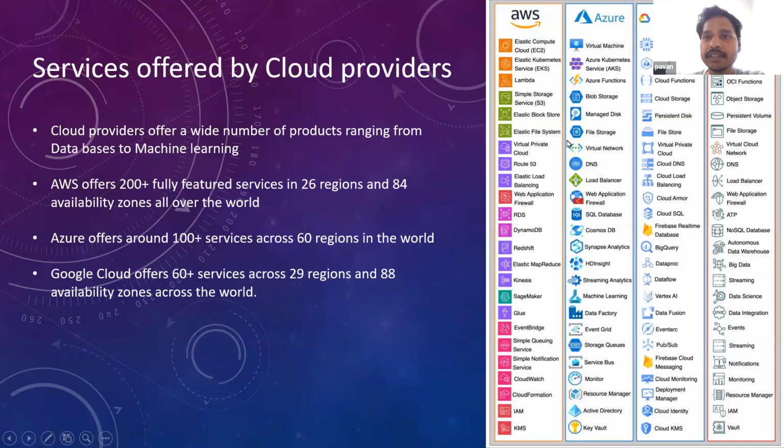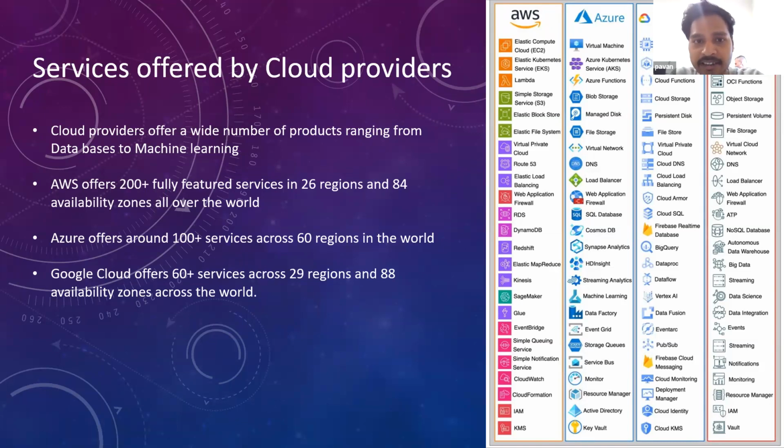So these are some of the services offered by the cloud providers. The first one is Amazon Web Services, and then Microsoft Azure, Google Cloud, and Oracle Cloud. AWS offers more than 200 fully featured services in 26 regions and 84 availability zones all over the world. So regions, in the sense that it's a place where they have their physical data centers.